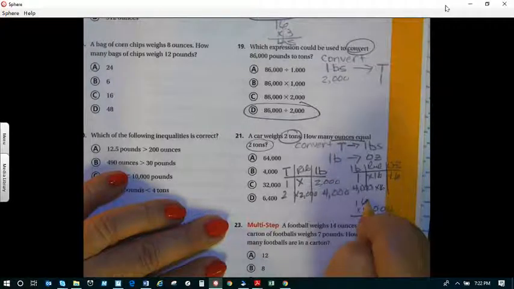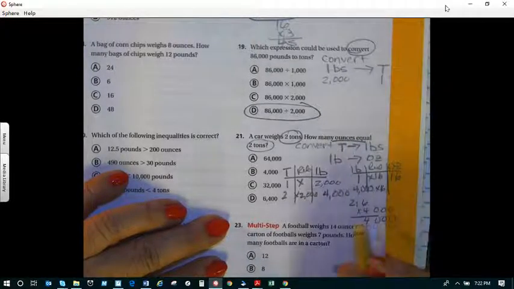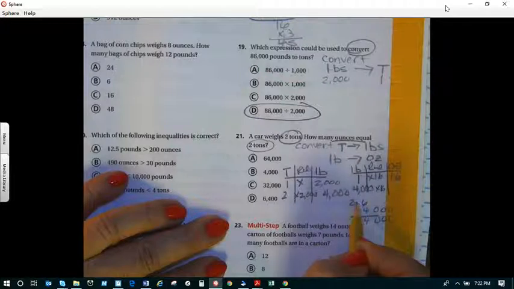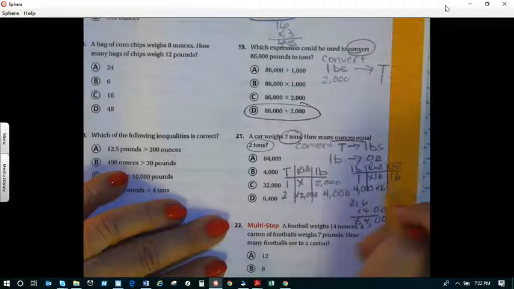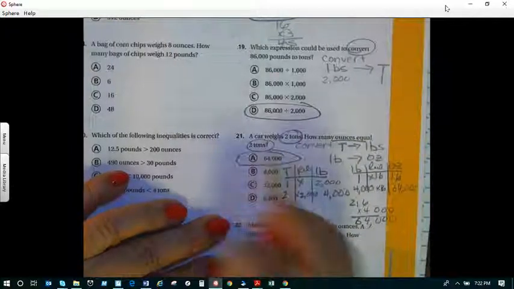4 times 6 is 24. Carry my 2. 4 times 1 is 4 plus 2. That's going to be 64,000 pounds. So do you see how I did that?